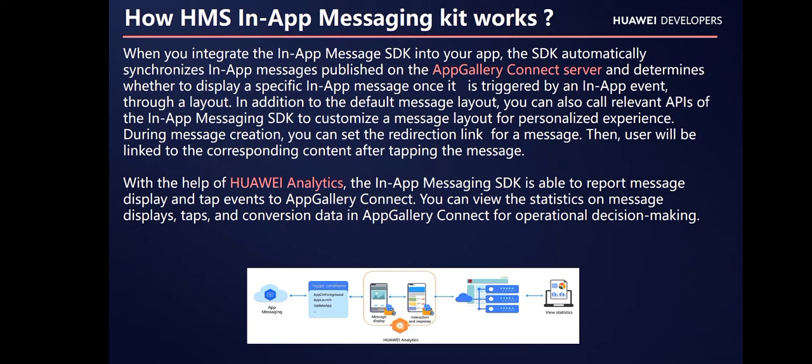During message creation, you can set the redirection link for a message. Then, the user will be linked to the corresponding content after tapping the message. With the help of Huawei Analytics, the in-app messaging SDK is able to report message display and tap events to App Gallery Connect. You can view the statistics on message displays, taps, and conversion data in App Gallery Connect for operational decision making.